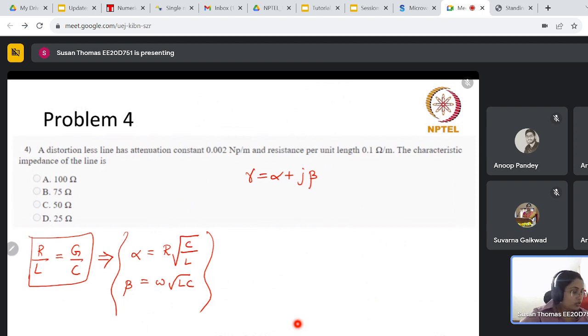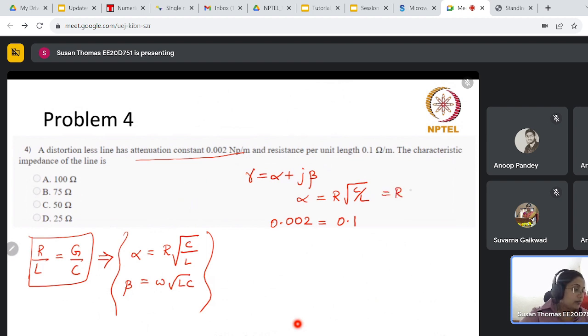So what we have here is the attenuation constant. A distortionless line has an attenuation constant of 0.002 Napier per meter, and the resistance per unit length is also given. From the expression, alpha is equal to R into root of C by L. The resistance per unit length R is 0.1 ohm per meter. What you want to find is the characteristic impedance. Can you see this relationship here? What is root of C by L?